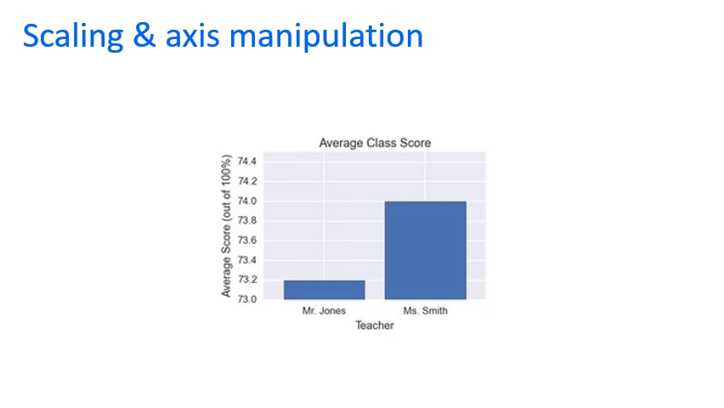This is another one that's misleading because of the scale and axis manipulation. It's looking at the average class score between Mr. Jones and Miss Smith. So it looks like Miss Smith's class is so much better, got such a higher average. But if you actually look on the side at the scale, Mr. Jones's class average was 73.2 and Miss Smith's was 74. So there's actually very little difference, but it looks like Miss Smith's is about 5 times better than Mr. Jones.